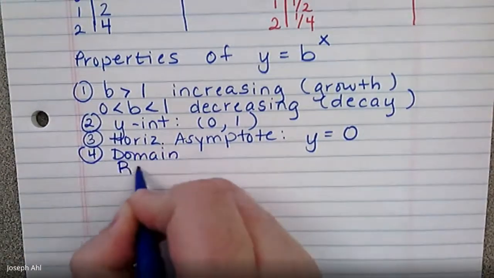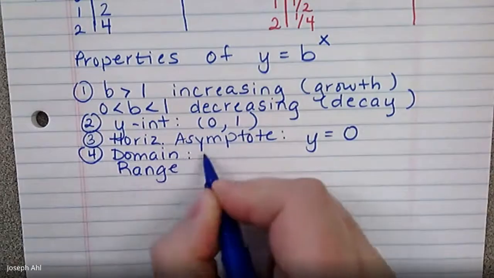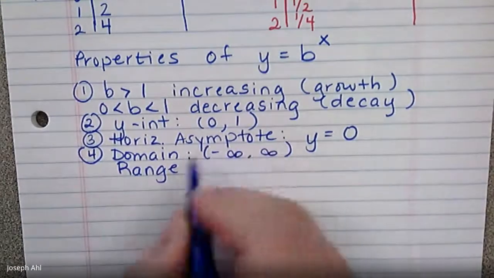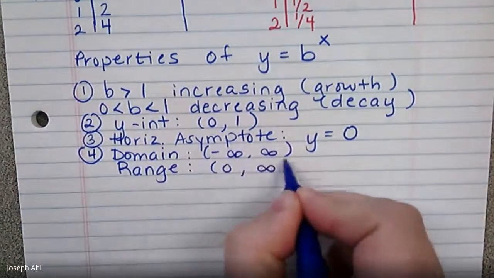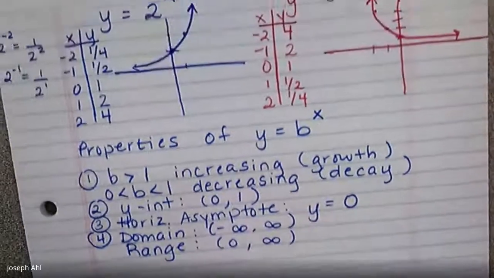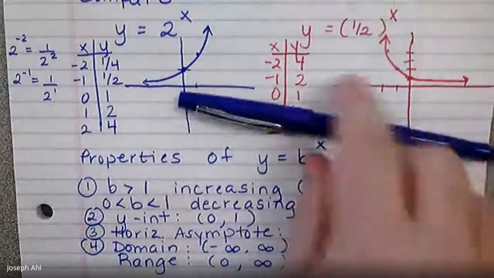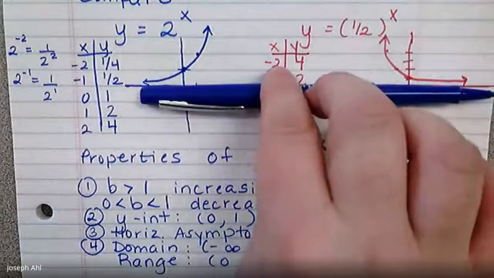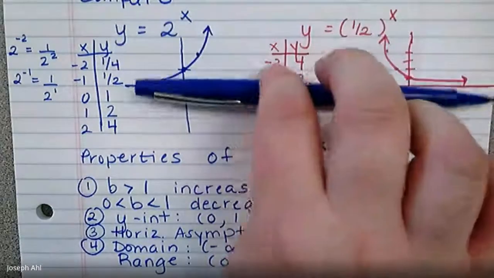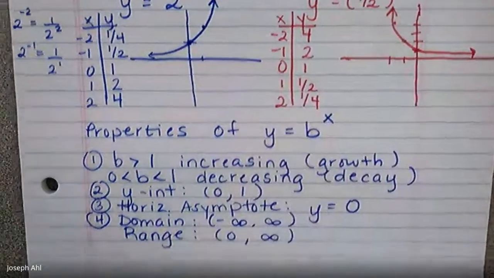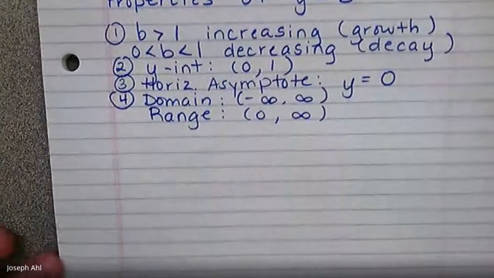The domain is such that you can plug in whatever you want for x, right? Domain is all reals. But the range would be from 0 to infinity, right? We have no negative outputs for our y values here. So the range is only from 0 to infinity, excluding 0, as that is where the horizontal asymptote is.